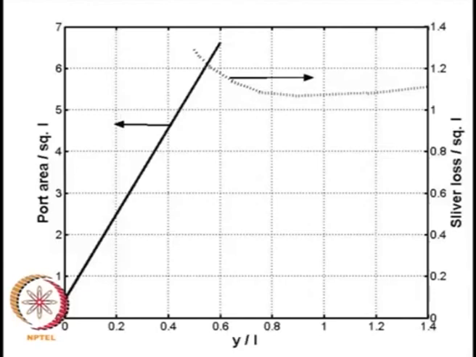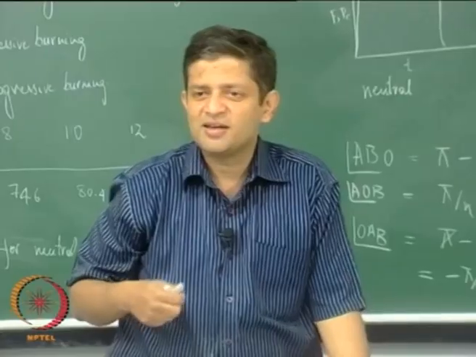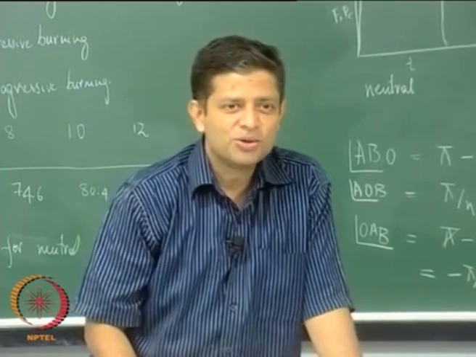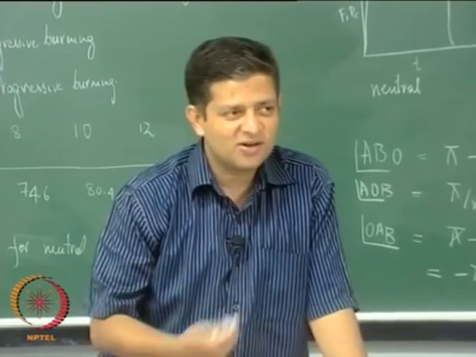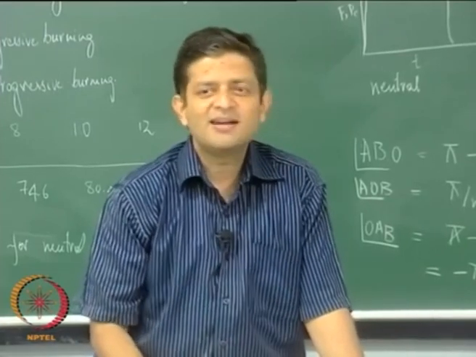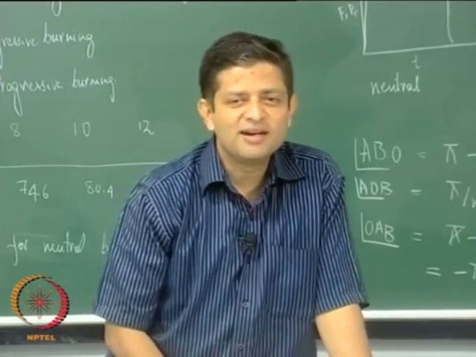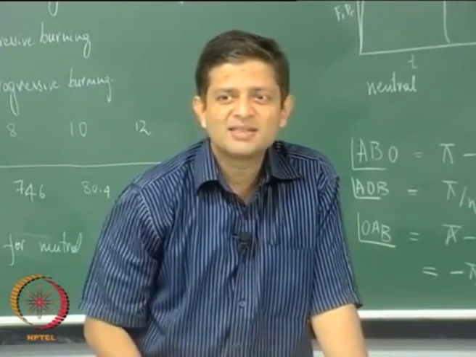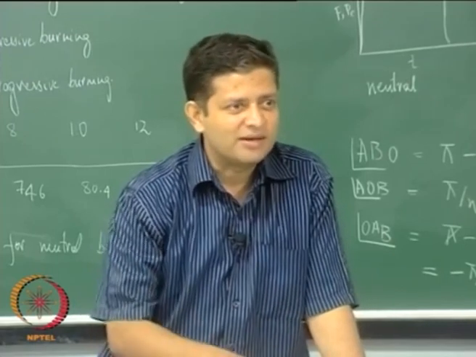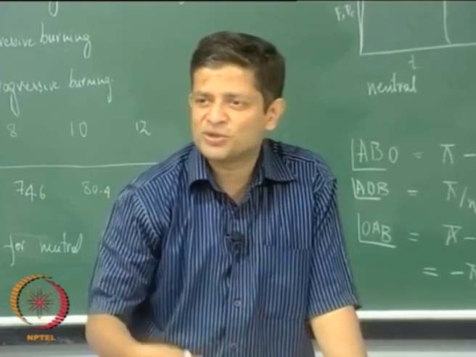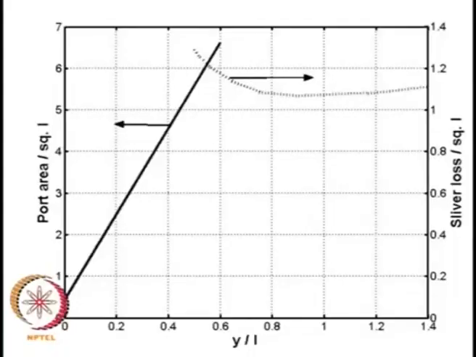So as such, in a sense the design is constrained. You want to get the thrust time curve that you want. You also want to have neutral burning for as far as possible, because then your structural utilization will be better, and you need sliver loss to be as minimal as possible. All this in a sense are conflicting at some point. So you need to find out for each particular grain which is the best possible design, right.